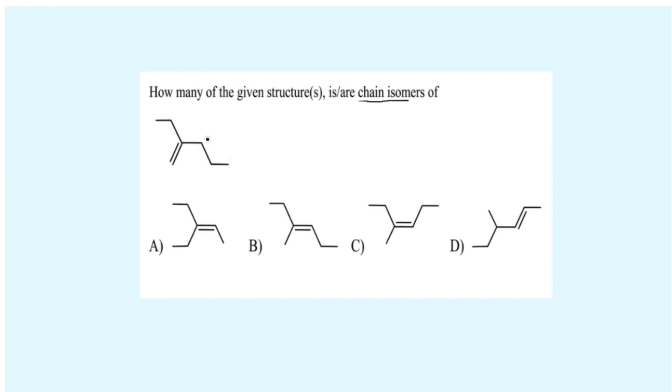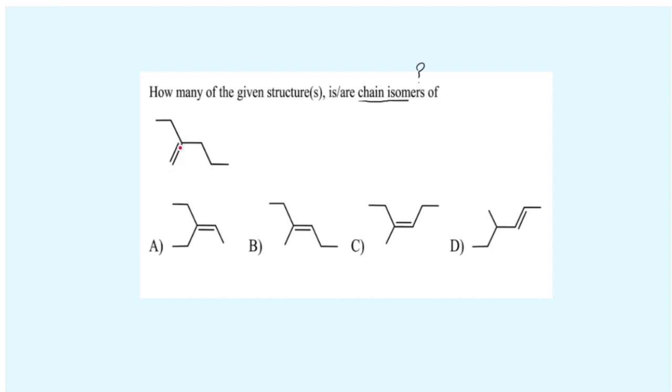There is a molecule given already. You have to find out how many of the given structure or structures are the chain isomer of the given molecule here. Students, what are chain isomers? The molecules with the same molecular formula, but the number of carbons in the principal chain will be different. That means you have to identify the principal chain here.